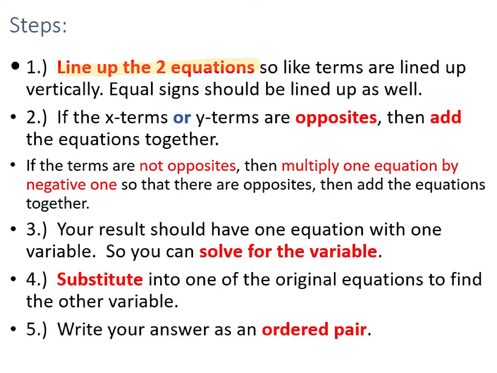If the x or y terms are opposites, then you can add the two equations together. If the terms are not opposites, then you'll multiply one equation by -1 so that there are opposites, and then add the equations together. Your result should have one equation with one variable, so you can solve for the variable. Then you can substitute into one of the original equations to find the other variable, and lastly write your answer as an ordered pair.